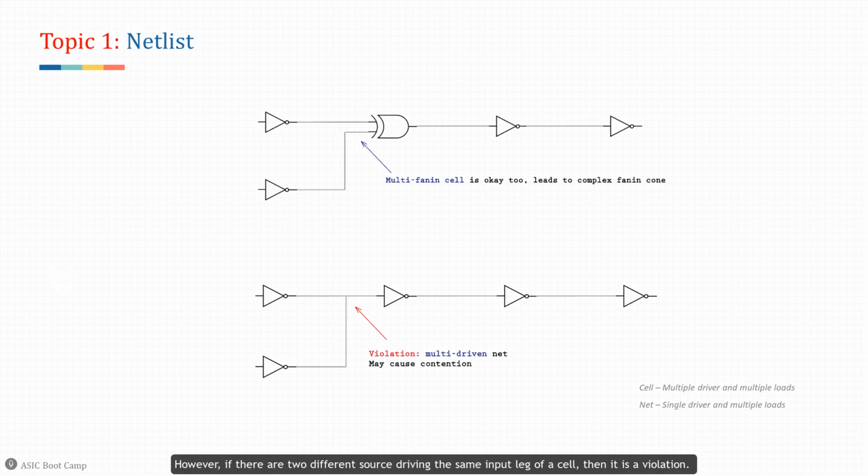However, if there are two different sources driving the same input leg of a cell, then it is a violation. If this happens, the two input sources are fighting each other, so the value on the net is no longer deterministic. This situation must be eliminated from the design. So the takeaway here is, a net could have only one driver but multiple loads. A cell could have multiple drivers and also multiple loads.